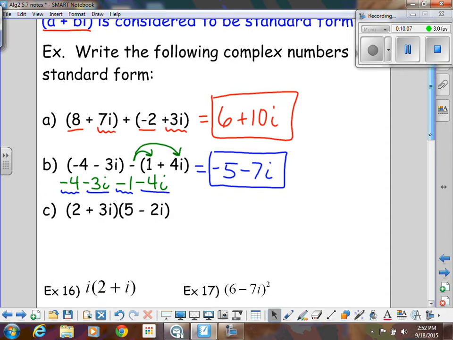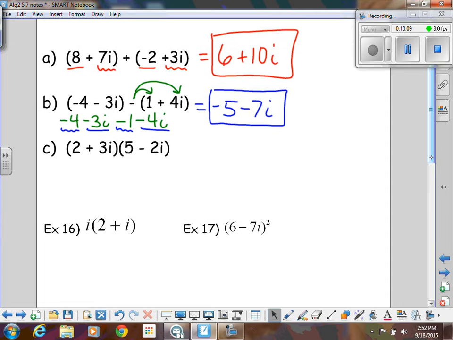In part C, we are multiplying complex numbers, and this is going to work just like FOIL or distributing. That's when we do 2 times 5, that's 10. And I'm going to do 2 times negative 2i, that would be negative 4i. Then I do 3i times 5, that would be 15i. And then 3i times negative 2i, careful here, this is going to be negative 6i squared. Remember, i times i would be i squared, just like x times x would be x squared.